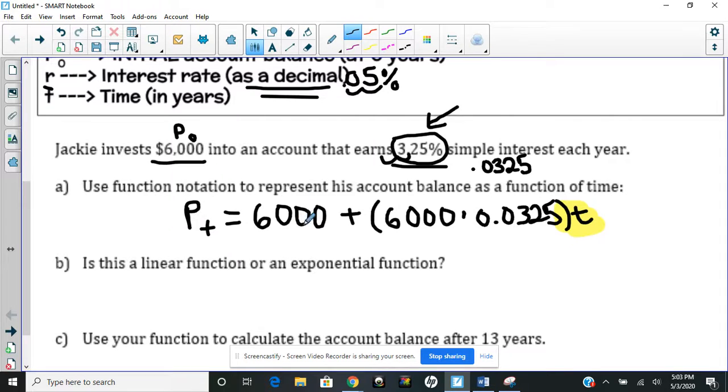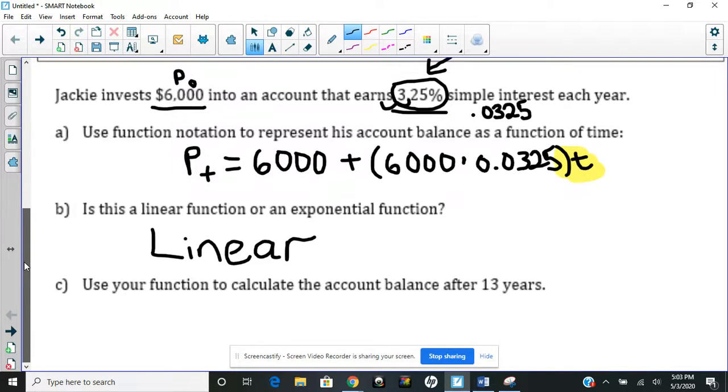So really, this is kind of interesting. This right here, this 6,000 is our b, it's our y-intercept. And this right here, 6,000 times 0.0325 is our m, it's our slope. You're not going to be asked about that, but that's how that is set up. That's a linear. And just so you know, all simple interest equations are linear. So if you ever see that question again, simple interest, linear.